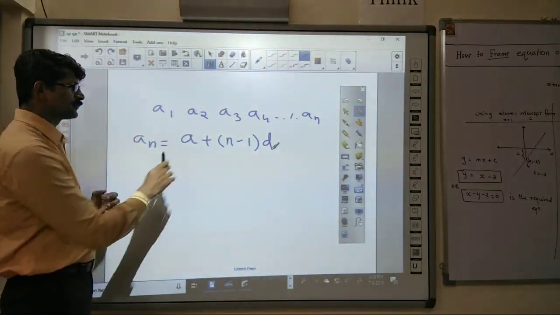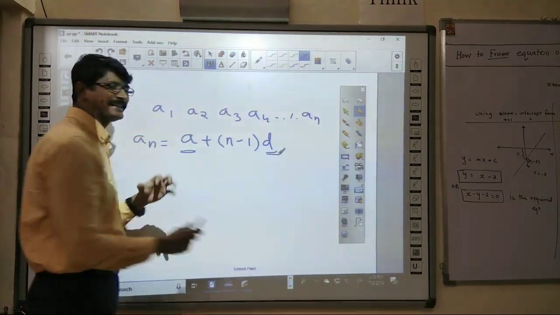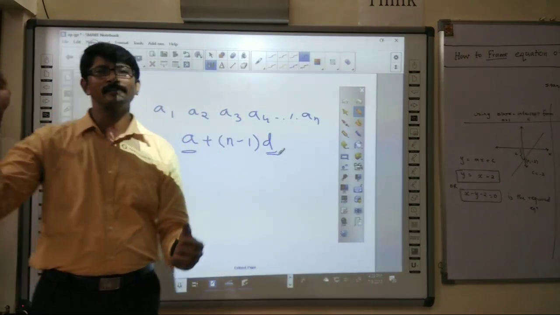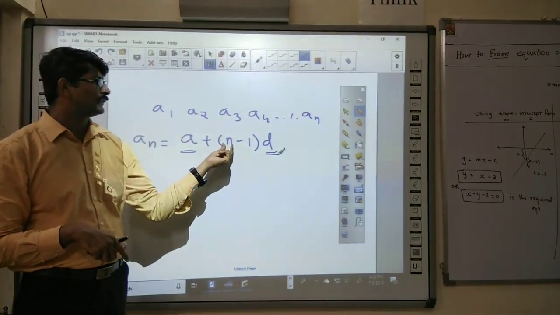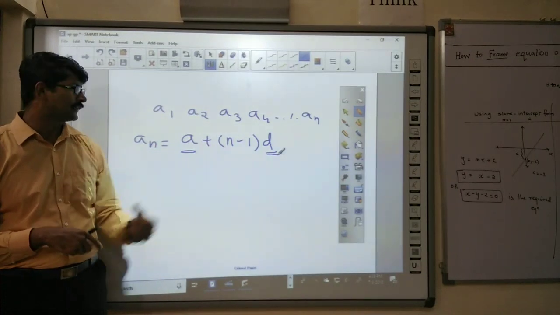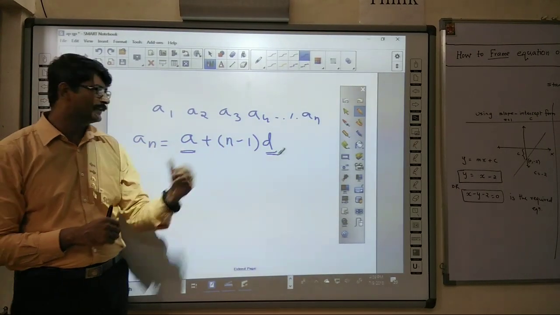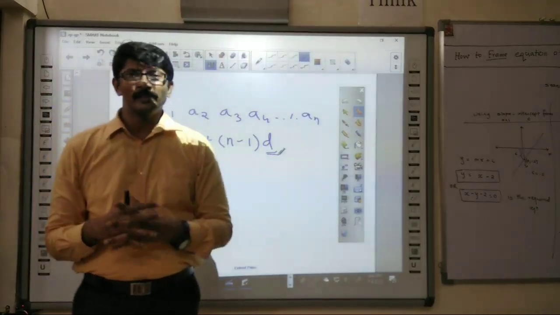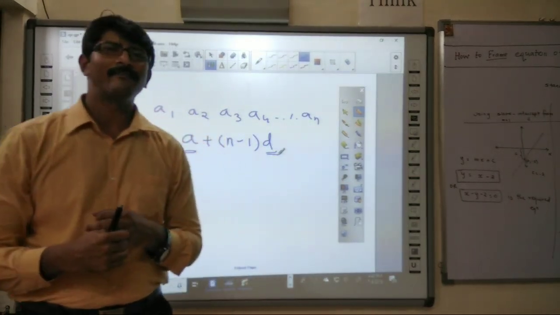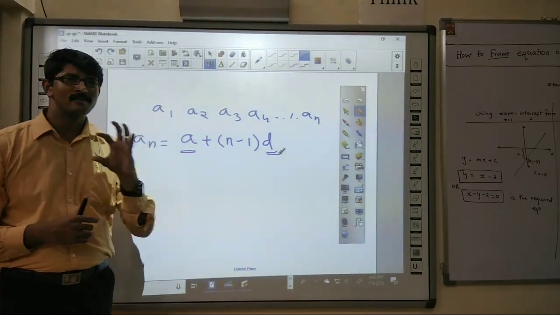I have already explained what A is. A is the first term. D is the common difference, and the common difference is succeeding term minus preceding term. Now what is this n? Say we have to calculate the 50th term, so n would be 50. If we were to calculate 100 terms, n would be 100. I hope students are following. In case you're not following, please put your comments in the comment box. I will shortly answer them. So n stands for the number of terms.